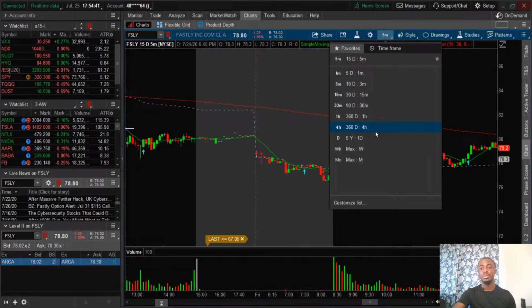The reason why I took that trade to begin with is not because there was any pattern on the 5-minute chart. It was because of the pattern on either the 4-hour chart or the daily chart. Now let's take a look at that real quick. Here is the pattern.